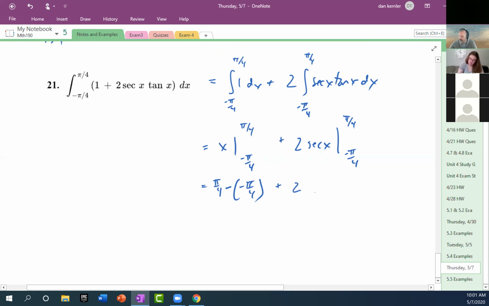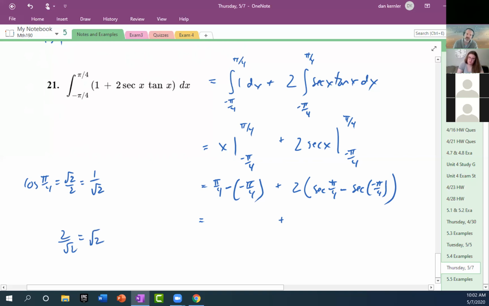And then we have 2 times secant of pi over 4 minus secant of negative pi over 4. And secant pi over 4, isn't it just like 2 over square root of 2, right? Because it's the opposite of. Right, it's the reciprocal. Yep. You could also think of cosine of pi over 4. A lot of times we think of it as square root of 2 over 2, but you can also think of it as 1 over square root of 2. So then the reciprocal is just square root of 2. But 2 over square root of 2 is also square root of 2. If you rationalize it, you'll see. So yeah, that one's square root of 2.